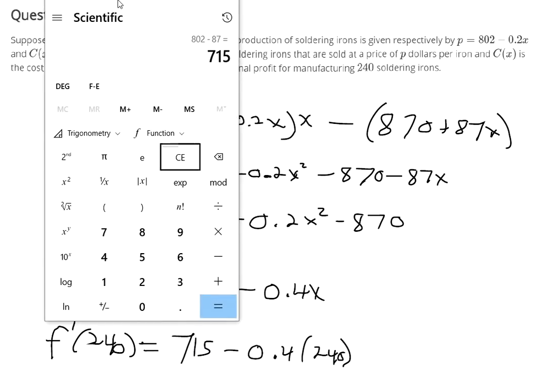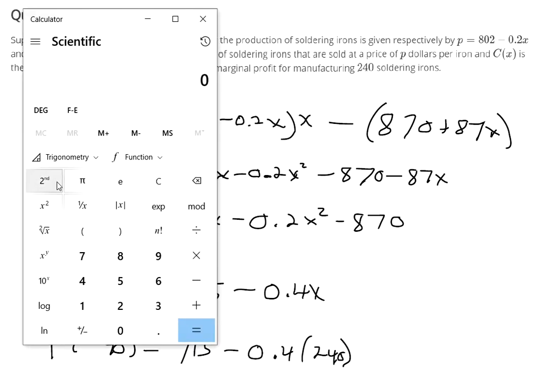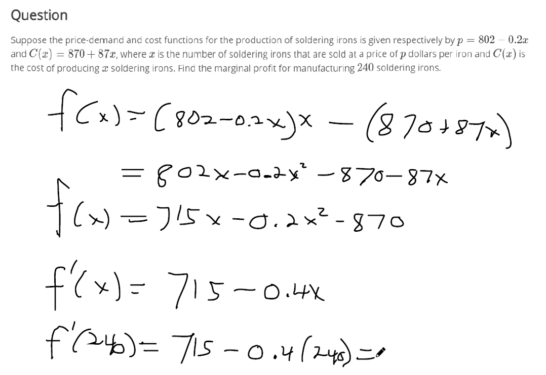Okay, so if we do 240 times 0.4, 715 subtracted by that amount, that makes 619. So it looks like the profit is positive, so it's increasing by $619 for each increase in one x, each increase in one soldering iron.